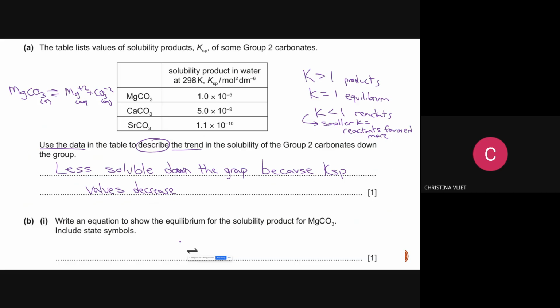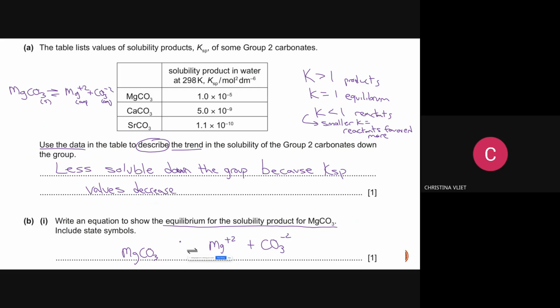Next one says write an equation to show the equilibrium. I just did that, showing what I was talking about. So literally, the equilibrium for the solubility product for MgCO3 includes state symbols. So what would be on my reactant side? The MgCO3. On the product side, Mg2+ plus CO3 2-.